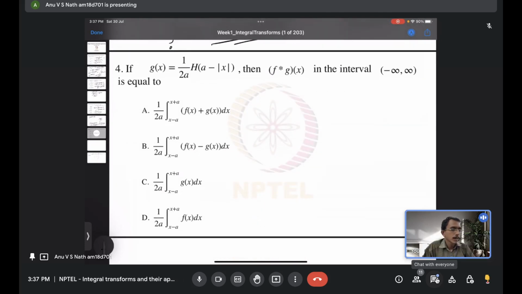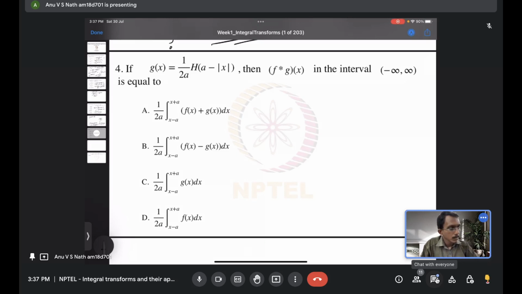Now I have another question. g of x is given as 1 by 2a times Heaviside of a minus mod x. Then find f star g in the interval minus infinity to plus infinity. So this is actually simple. It's actually a general answer, like f of x can be any function. Only g of x is given to be 1 by 2a times Heaviside of a minus mod x.